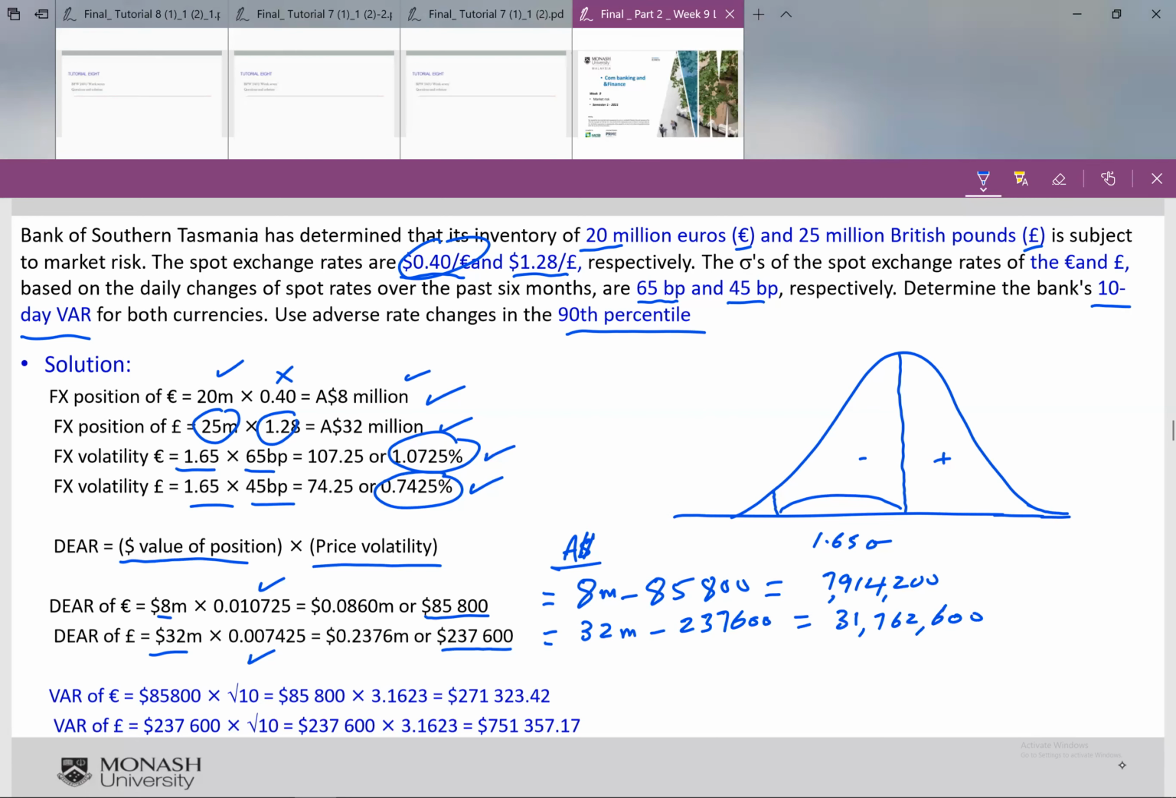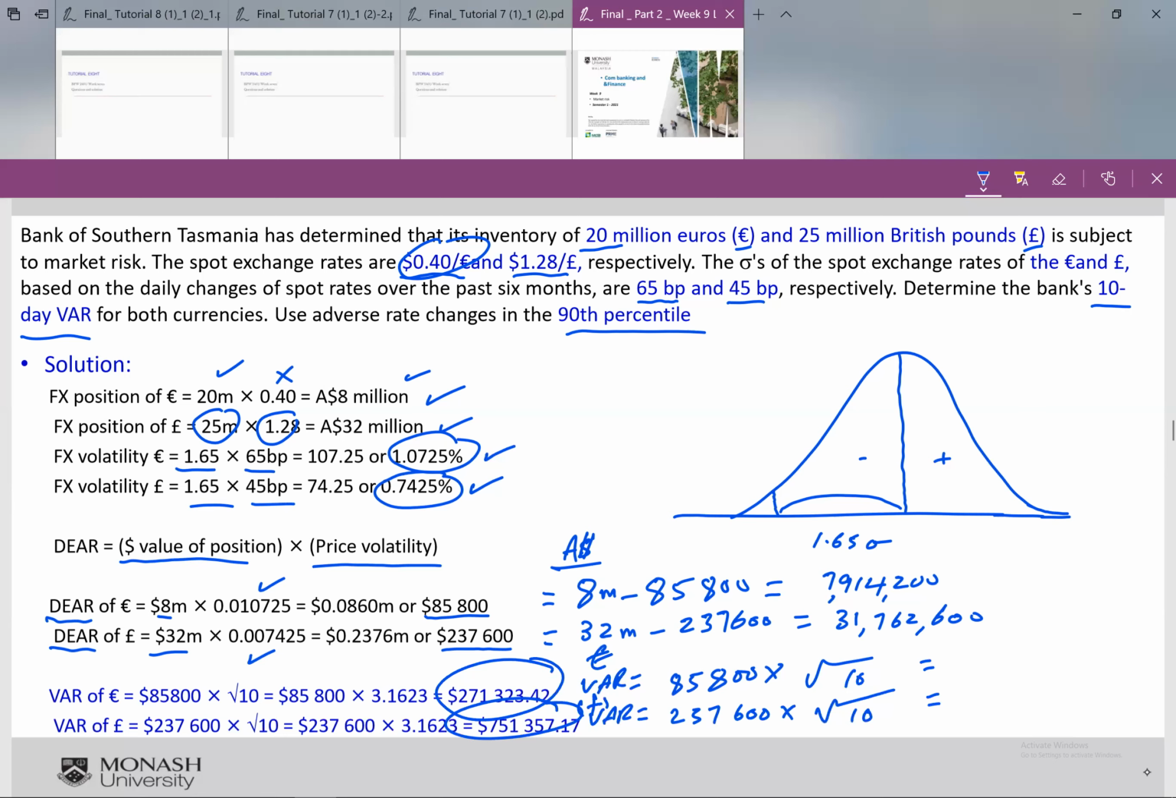So that's all, you know. You wanted the VAR. Now the VAR, as you know, this is the DIR. This is the drop in one day. If you want the drop for 5 days, for 10 days, just multiply the DIR, which is actually 85,800 times 10 days, or 237, this is the VAR. This is the VAR for the euro, and this is for the British pound. So it's 237,600 times 10 days. And of course you find this amount. So we are done with this one.